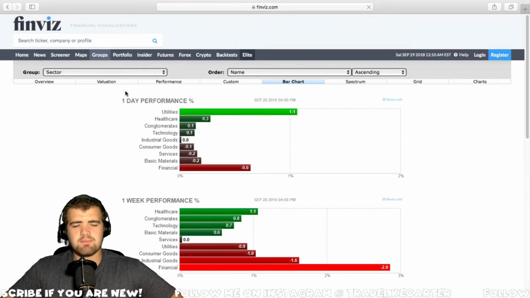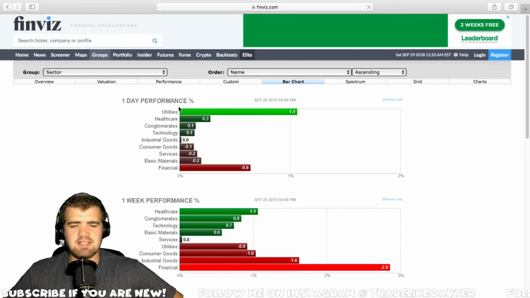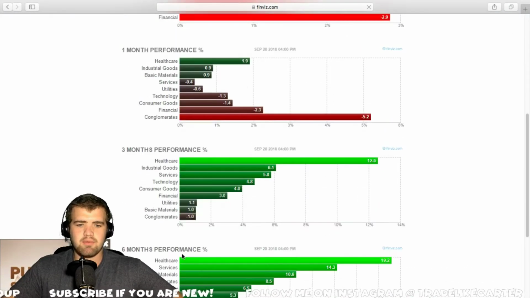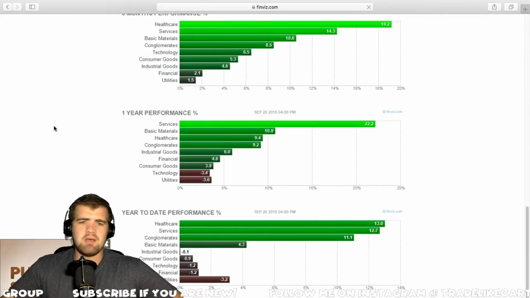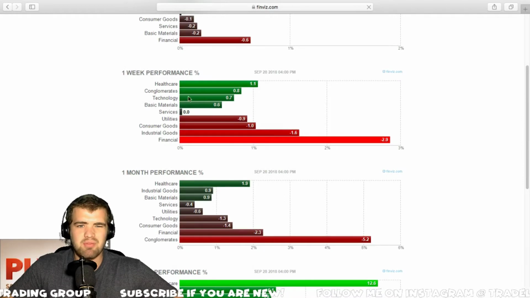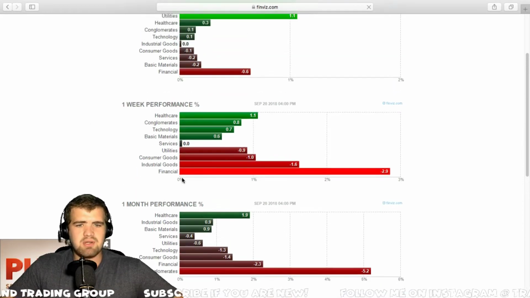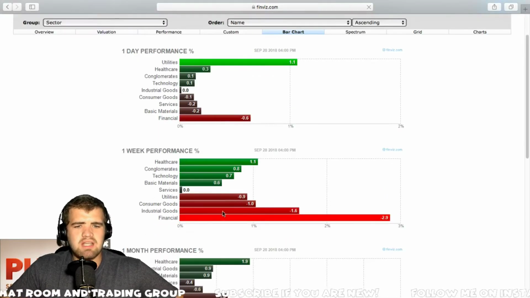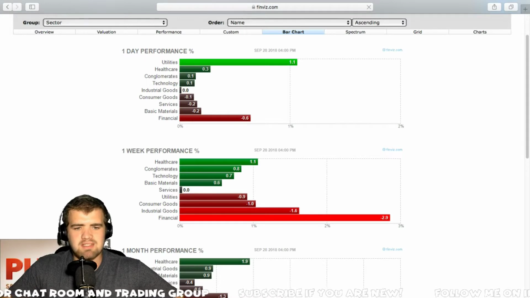So this is going to look to see what sector is the hottest for the past day, week, month, 3 months, 6 months, year. But we're really not going to focus on the year, 3 months, maybe the month or the week. So as you guys can see, we have healthcare is leading, and then for the day we have utility. So we're going to keep that in mind when we look for stocks.